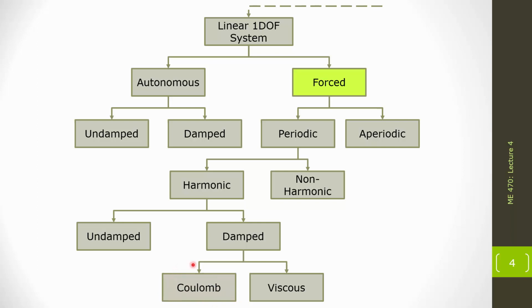We could have actually seen this in autonomous systems as well, but we'll look at it here. But some of the same ideas can be applied to autonomous systems. There's no reason we can't have Coulomb friction in those. Then later, in the next section, we're going to get into aperiodic forcing and more general forcing and how we can solve those systems.